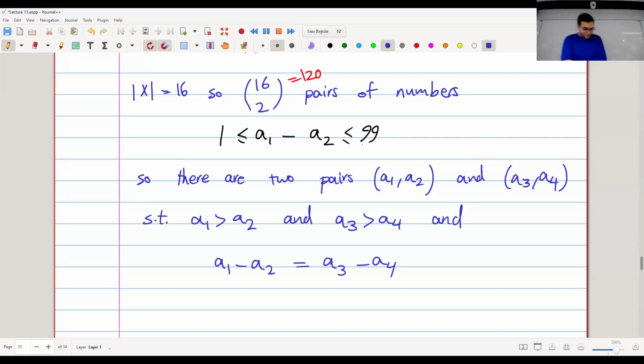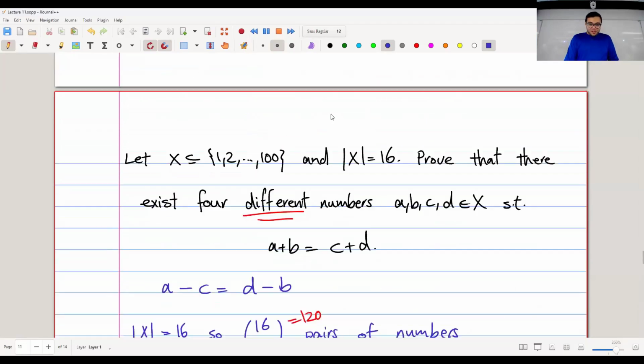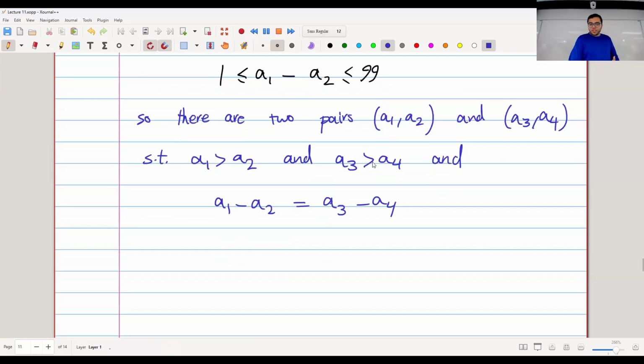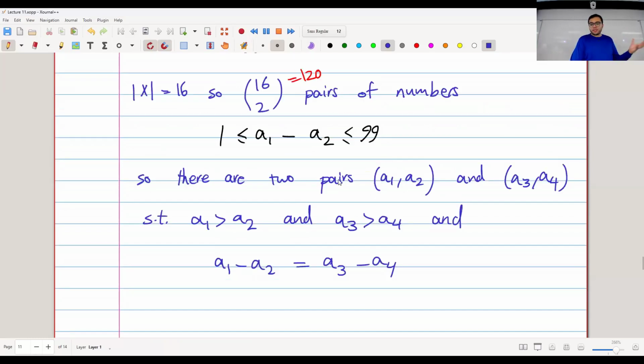Oh, that's always the trick question. Whenever I ask you, are we done? We're not done. If we go back here, we said that we want to prove that there exist 4 different numbers, right? But what did I prove here? I proved that there are 2 different pairs, A1, A2, and A3, A4, such that the differences are the same. A1 minus A2 is equal to A3 minus A4.